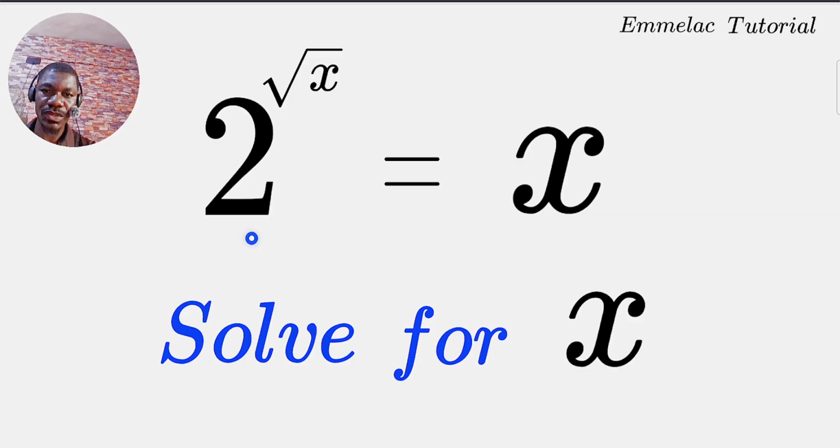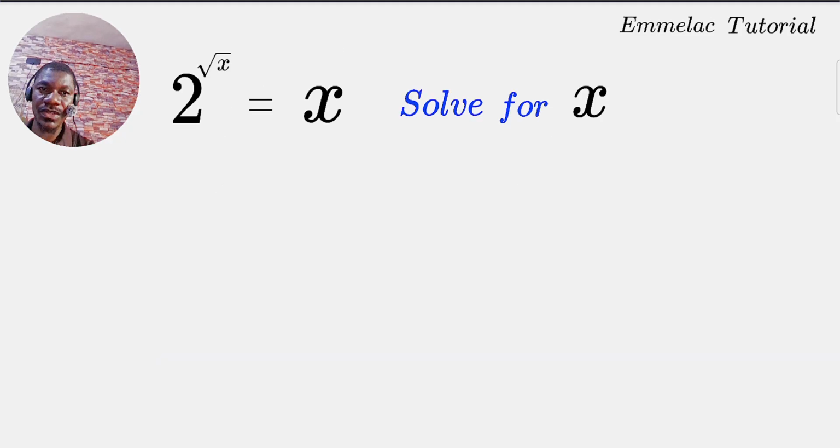It reads here that 2 raised to the square root of x equals x, and we are requested to solve for x. Actually, this question, or the value of x, has 2 solutions. Using the algebraic method to solve for x here will give you 1 solution. But to get the other solution, we will need to apply the Lambert W function. But in this video, I'll focus on the algebra. So let us get started.